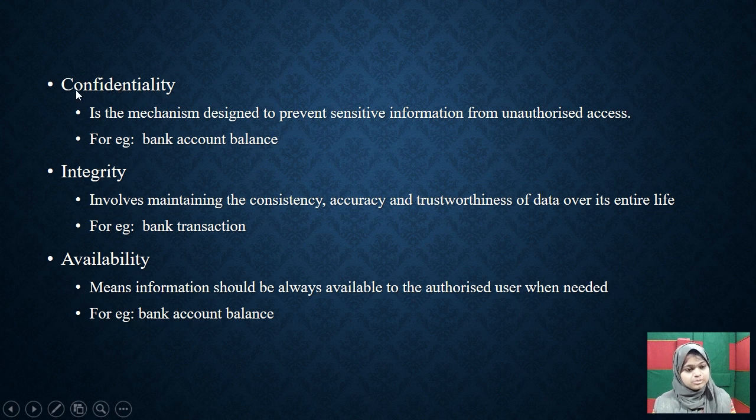So there are three major principles. Confidentiality means keeping your information confidential, hiding it from unauthorized people. The second is integrity, maintaining the consistency and accuracy of your data so that no unauthorized user can modify or change it. Similarly, the third very important principle is availability, which deals with ensuring that the information is available to the authorized user every time it is needed. Okay, so let's go to the next thing now.